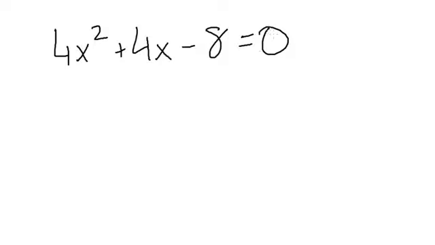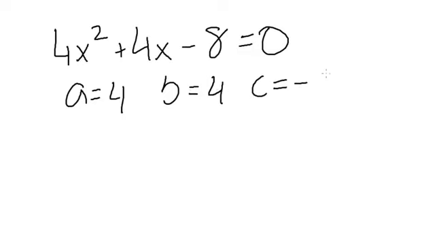Okay, so let's do our last example. So let's say we have 4x squared plus 4x minus 8 is equivalent to 0. How would we do this? So it's the same thing again. A is equivalent to 4, B is equivalent to 4, and C is negative 8.